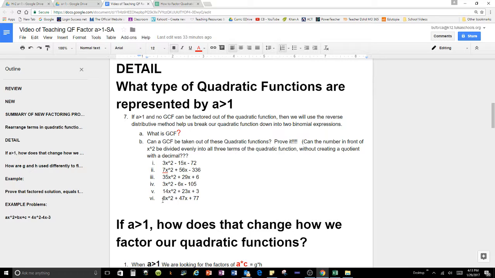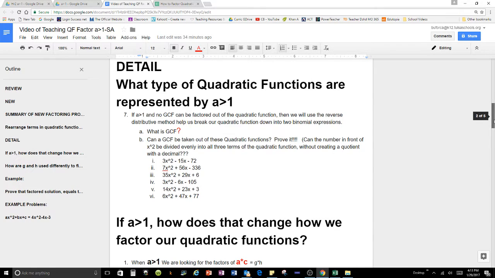The same way here, 6 cannot go into 47 evenly, and 6 cannot go into 77 evenly. So again, we would have to factor this quadratic function using the new method. Okay, so I just wanted to show you some quadratic functions and how to tell whether or not the quadratic function is the type of function where a is going to be greater than 1, and we have to use the new method.